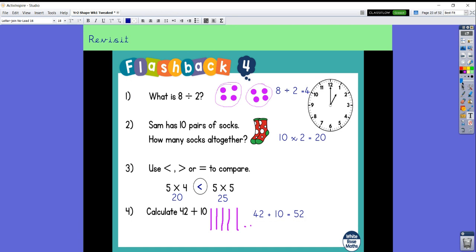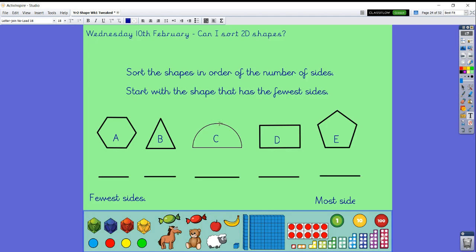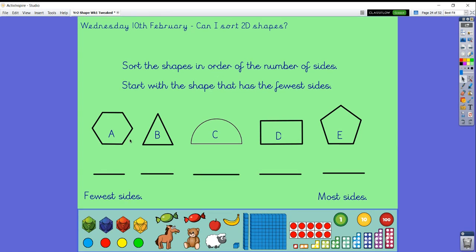Super stuff. So we're going to be thinking about sorting our shapes today. So press pause and have a go at sorting these shapes and think about the number of sides they have. And I'd like you to start with the one with the fewest sides, going to the one with the most sides. Brilliant. Now, before we get started, I'm just going to see if you can remember the shape names. Can you say the names with me? Hexagon, triangle, semicircle, rectangle, and pentagon.